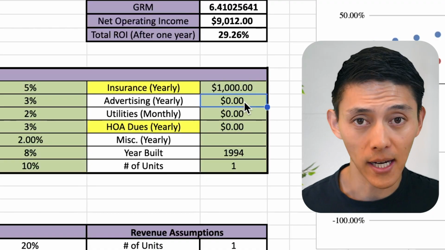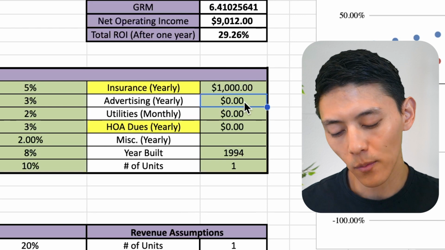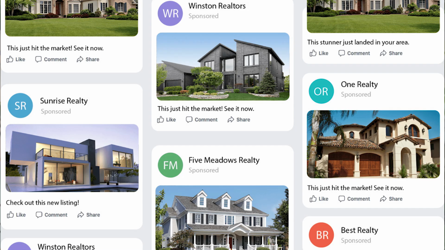Next thing to add is advertising. Sometimes if you're marketing your own property especially, you have to advertise, whether you're paying for Facebook ads or ads to syndicate your listing on Zillow, but most property managers will bake it into the rate or they'll charge you half a month's rent.